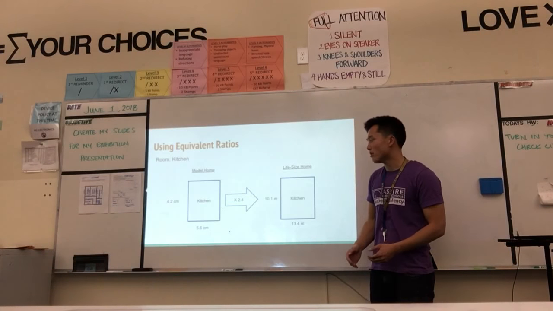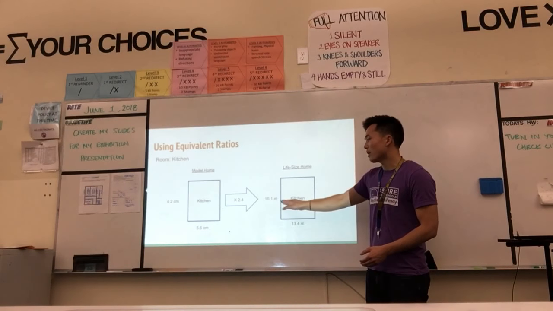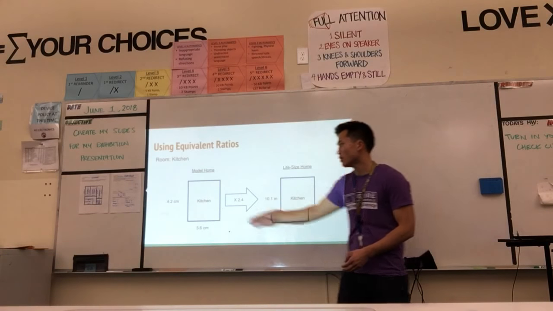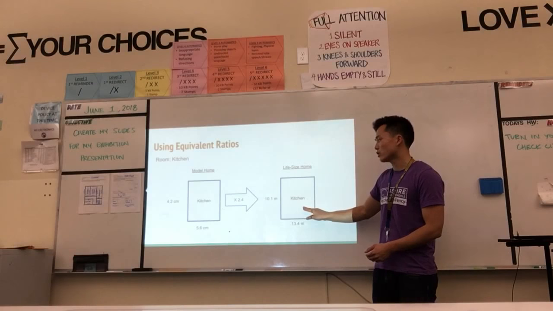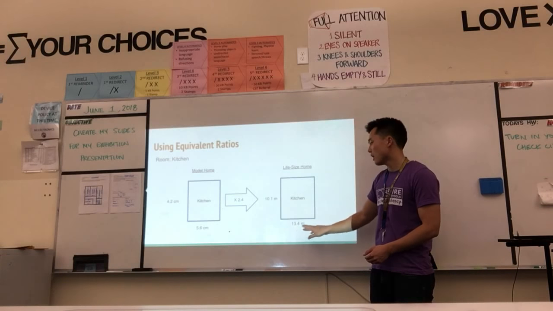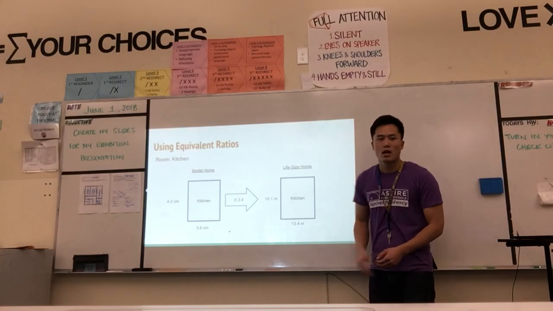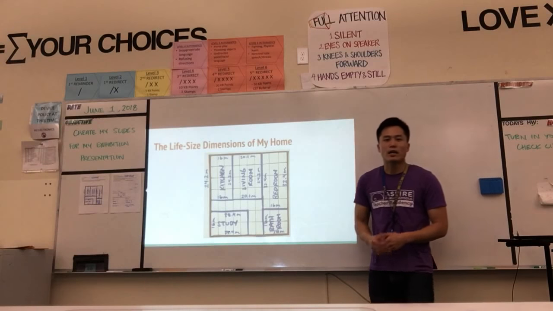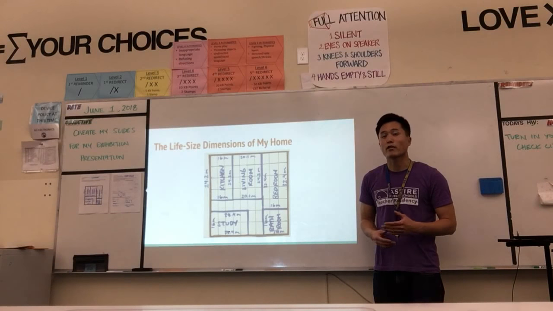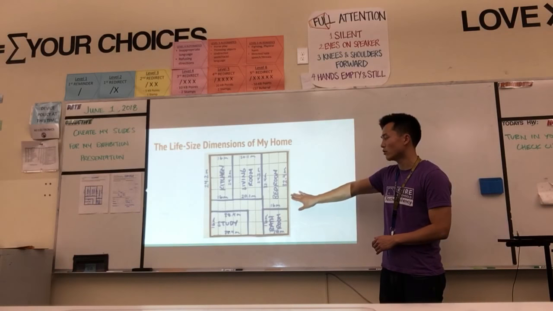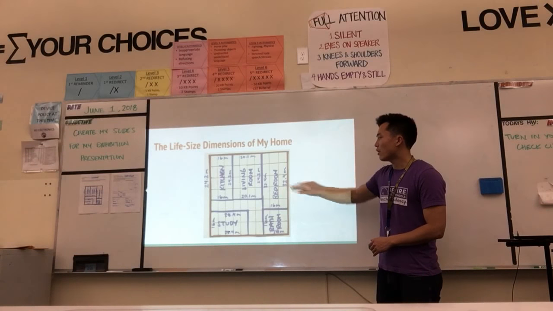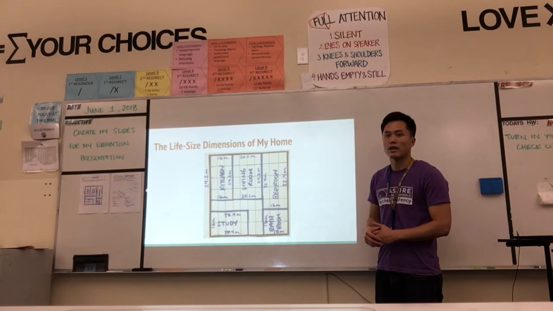I then used those dimensions for my life-size home. I started with this ratio here and multiplied it by the scale factor and got this equivalent ratio of 10.1 meters and 13.4 meters. I then used this same process for every room in my house. You can see all of my work here, each of the rooms and what their dimensions would be if they were life-size.